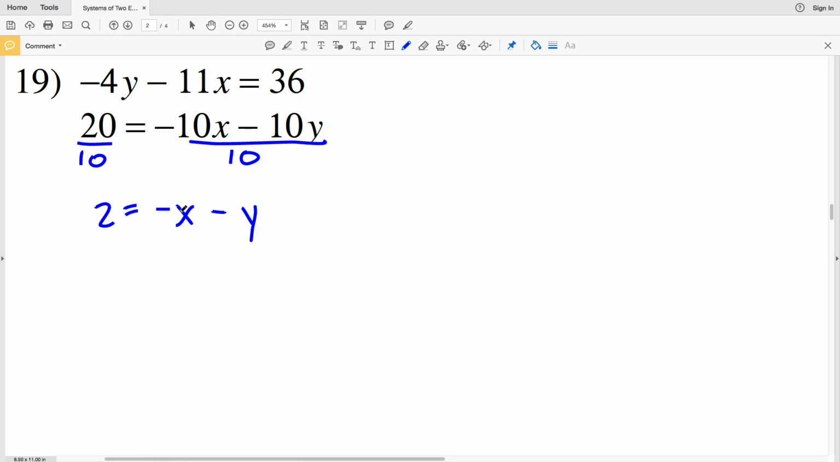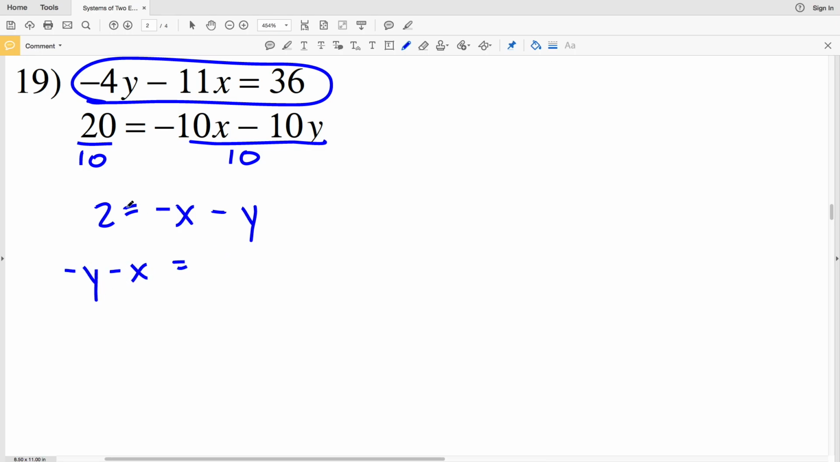So I have 2 equal to negative x minus y. Now, in my first equation, I have negative 4y minus 11x equals 36. So I'm just going to rewrite this, flipping the left-hand side and right-hand side. So negative x minus y is also the same as negative y minus x, and that's going to be equal to 2. So now you can see that I have y plus or minus x equal to some constant, my y term plus or minus some x equal to some constant.